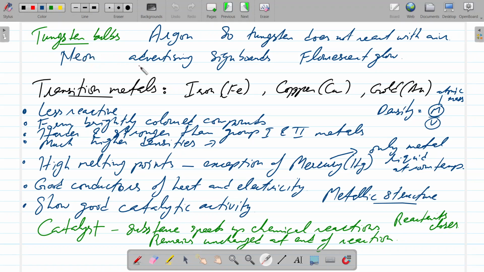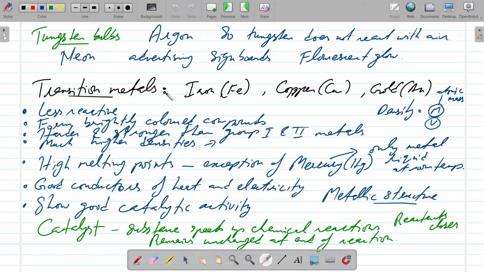Neon is used in signboards. It has a fluorescent glow, and it's also unreactive, obviously. These examples belong to group 8, right? Yes. Okay.